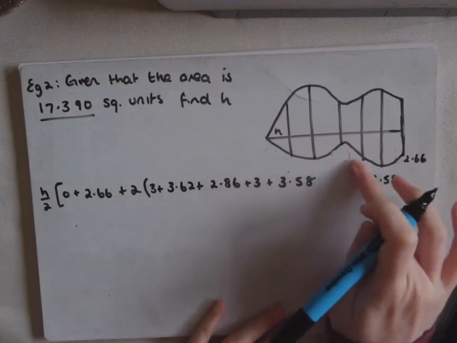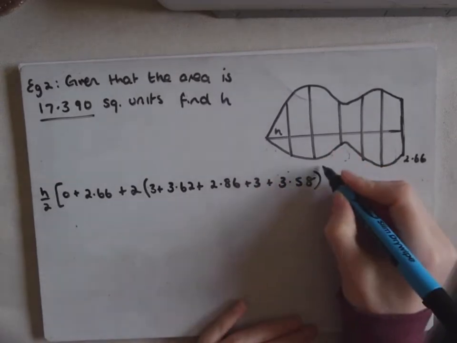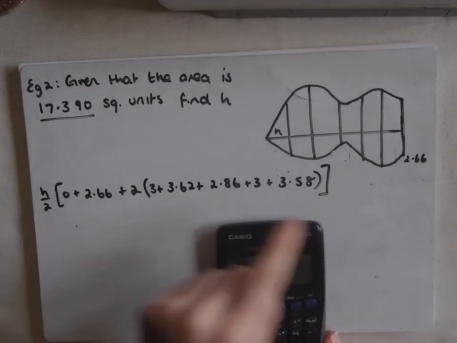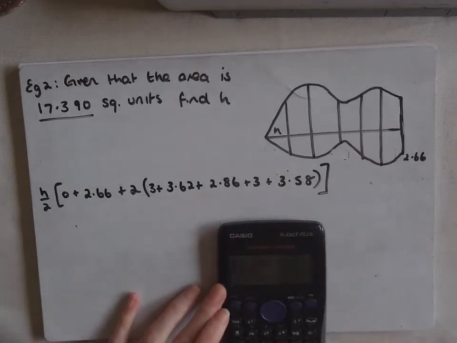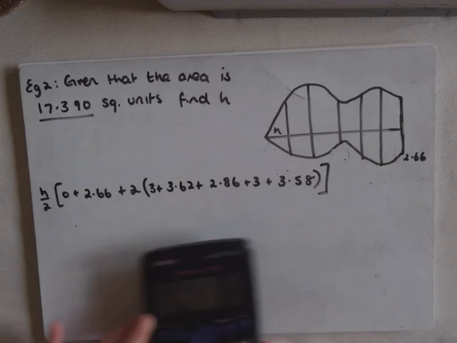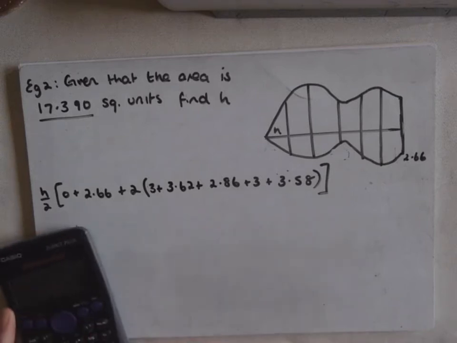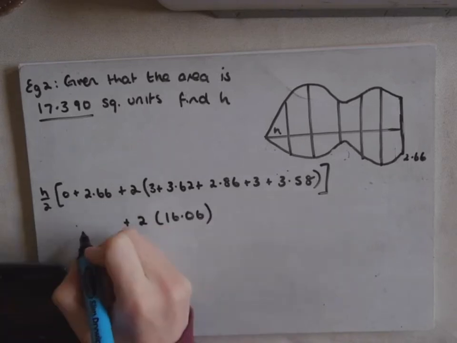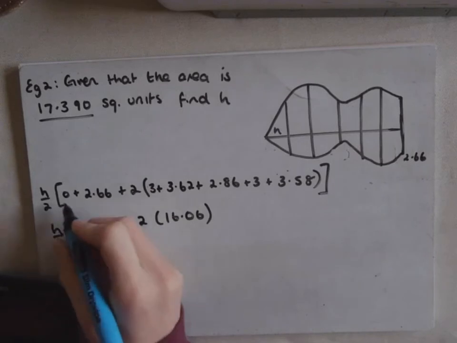Close that bracket, close that bracket. Okay, so all you're going to do is tidy up a little bit. I'm going to do what's in the bracket here first. 3 plus 3.62, 2.86, 3 and 3.58. And I get 16.06, okay. h over 2, bracket 0 plus 2.66 is just 2.66.